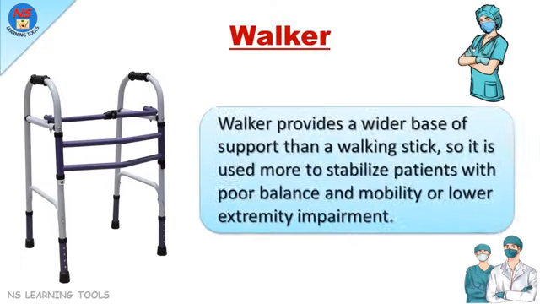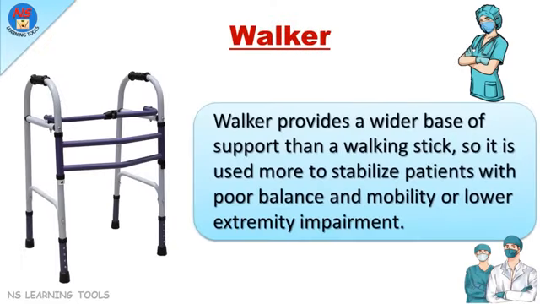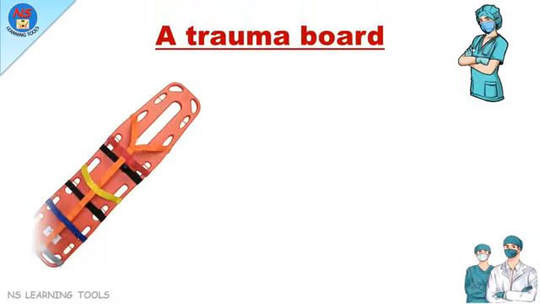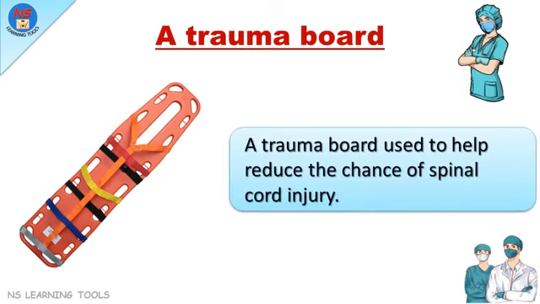Walker. A walker provides a wider base of support than a walking stick, so it is used more to stabilize patients with poor balance and mobility or lower extremity impairment. A trauma board. A trauma board is used to help reduce the chance of spinal cord injury.